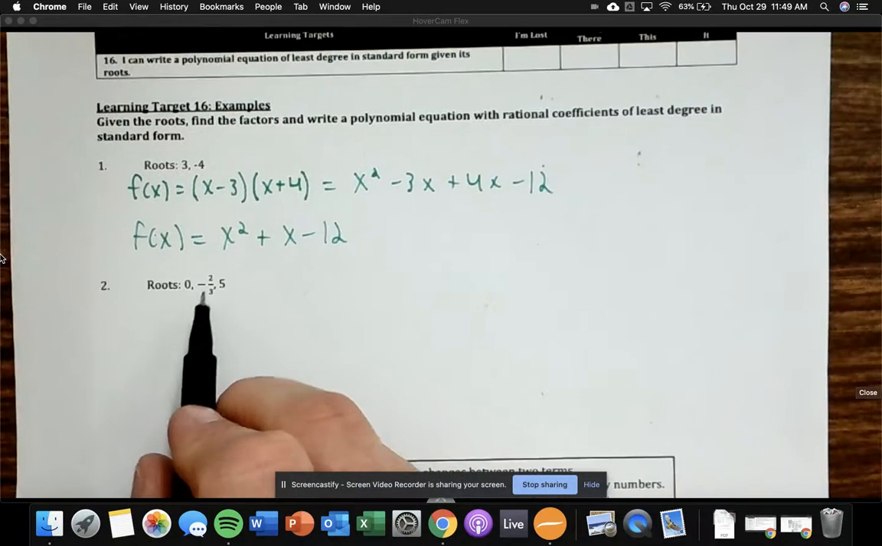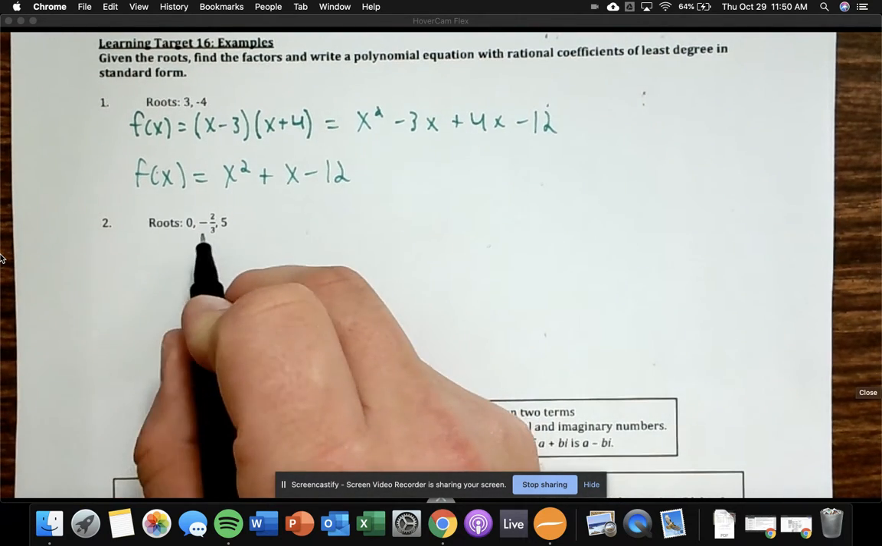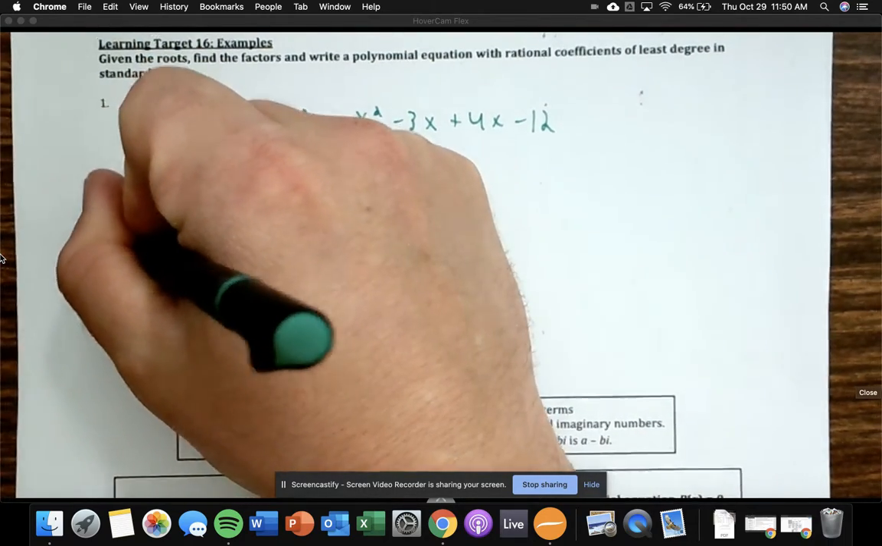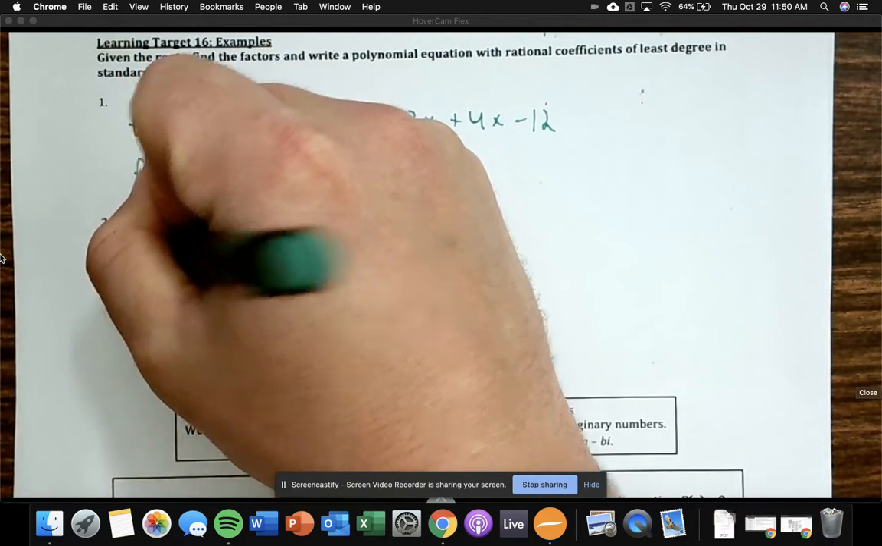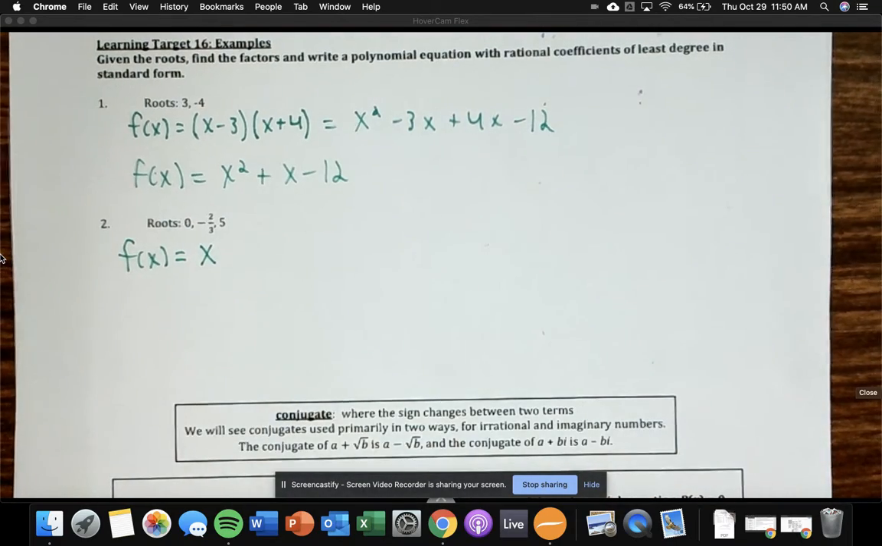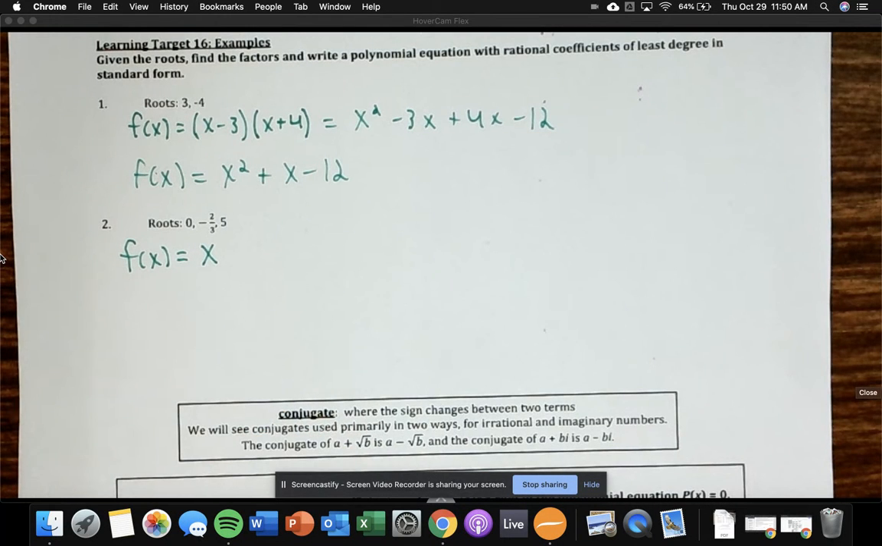Now, here we have roots of 0, negative 2/3, and 5. So let's think about this. If we have a root of 0, what does that mean? Well, anytime we have a root of 0, that just comes from the variable x being all on its own, because we would set x being the factor equal to 0.